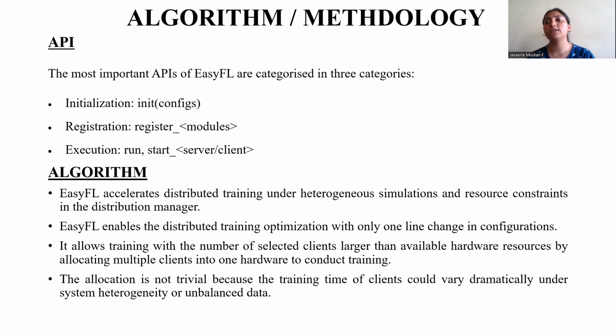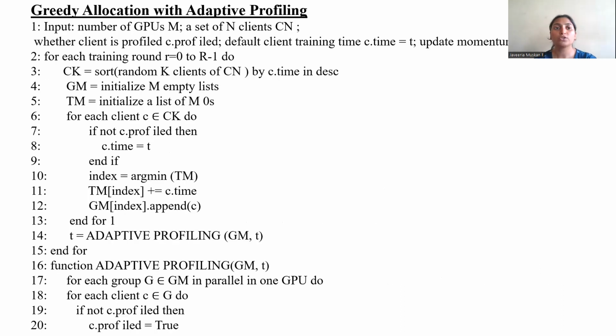There are many EasyFL algorithms, but coming to this algorithm, EasyFL accelerates distributed training under heterogeneous simulation and resource constraints in the distribution manager. EasyFL enables the distributed training optimization with only one line change in configuration. It allows training with the number of selected clients larger than available hardware resources by allocating multiple clients into one hardware to conduct training. The allocation is not trivial because the training of the clients could vary dramatically under system heterogeneity or unbalanced data. So EasyFL basically uses greedy allocation.